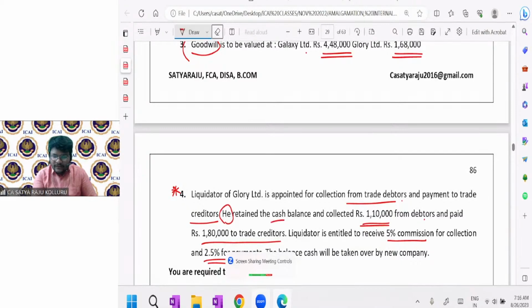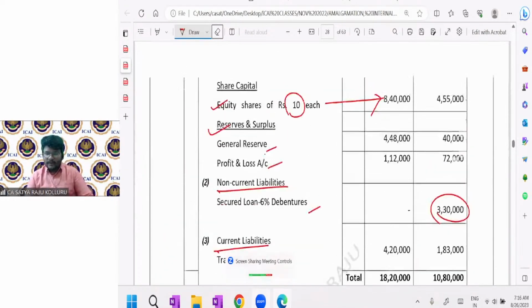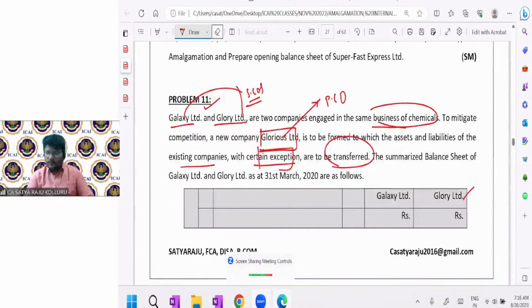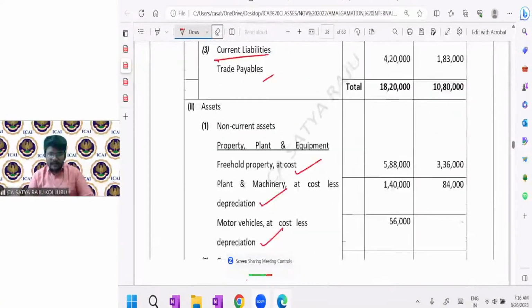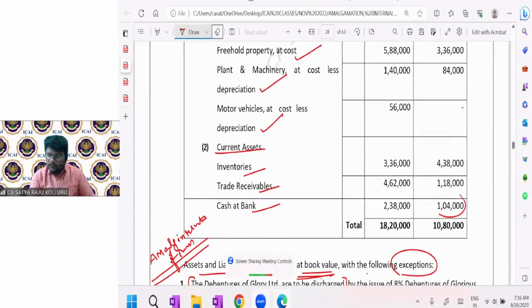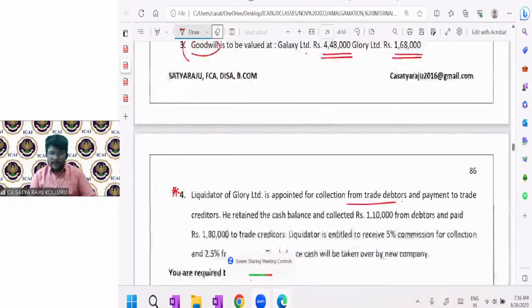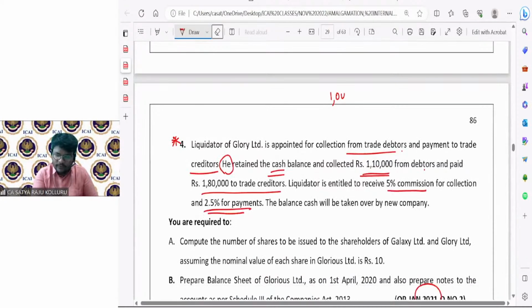He retained the cash. He retained the cash means, first, if I check the Glory Limited, this is about Glory Limited. Glory Limited cash balance, how much exists? 1,04,000. First, this 1,04,000 is taken over by the liquidator of Glory Limited. Okay, I started with 1,04,000 and collected 1,10,000 from the trade debtors. Okay, and paid 1,80,000 to trade creditors. Then he paid 1,80,000 to trade payables or the trade creditors. Super.